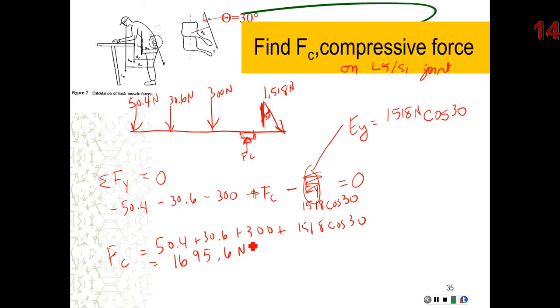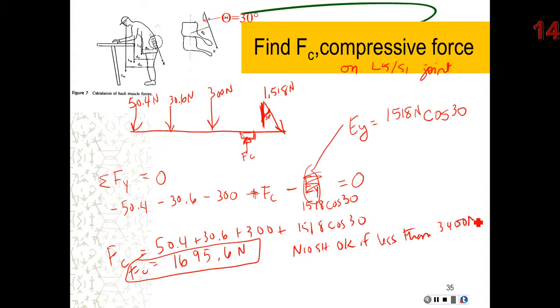Interpretation on that: we did solve the problem and find this. The question is, is this okay? Are we going to rupture or herniate this intervertebral disc? NIOSH says it's okay if less than 3,400 newtons. And so a person is unlikely to injure their back if they momentarily hold this poor posture.